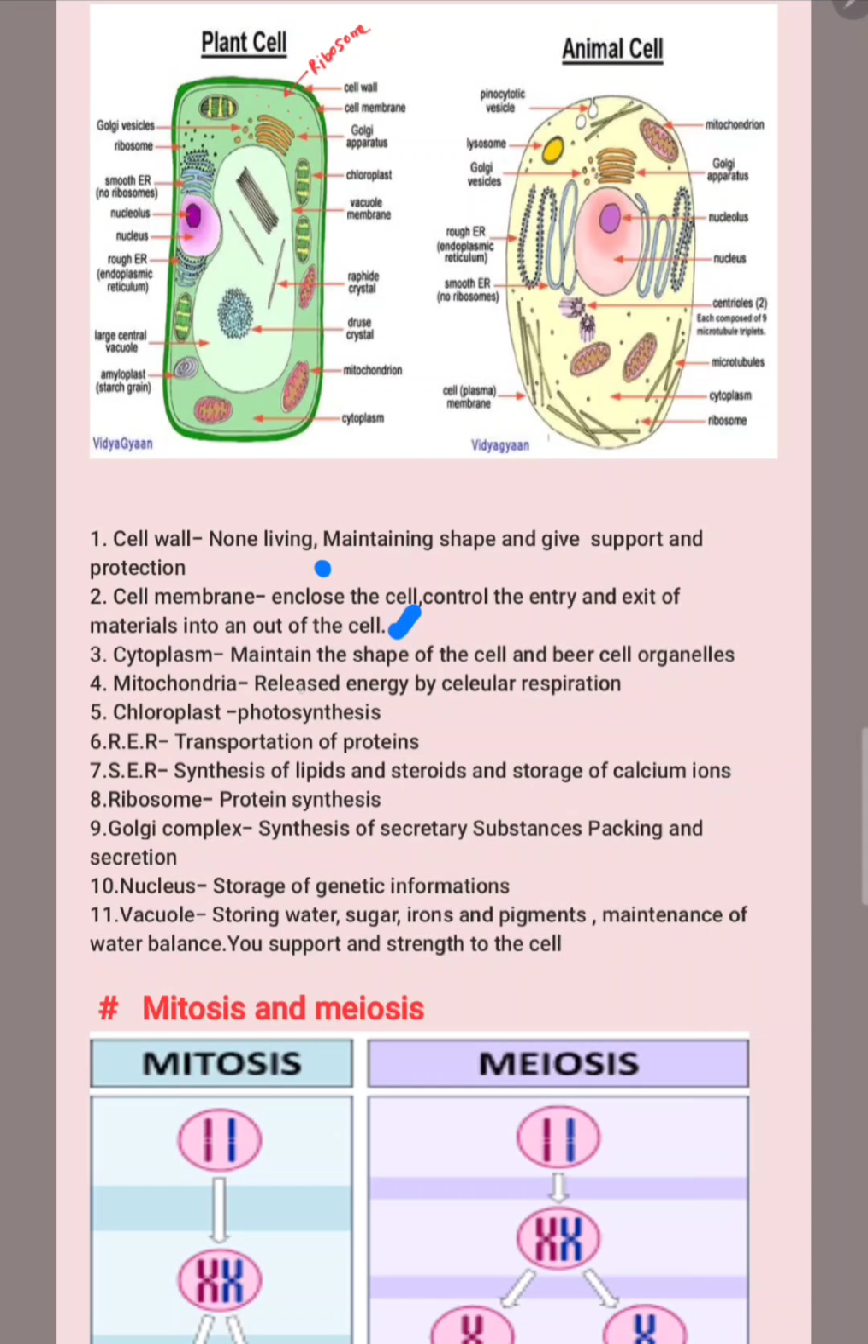Then first cell organelle is mitochondria. It helps to release or produce energy by cellular respiration.